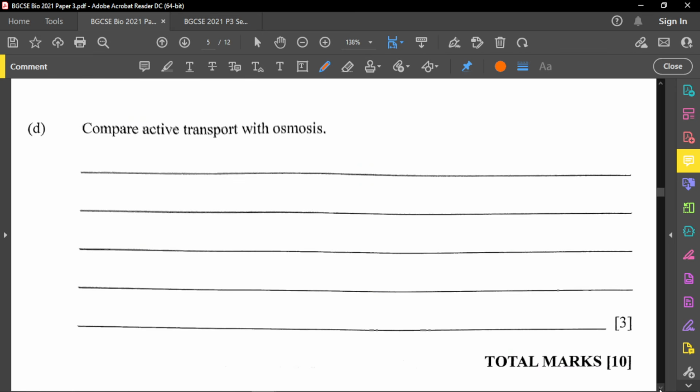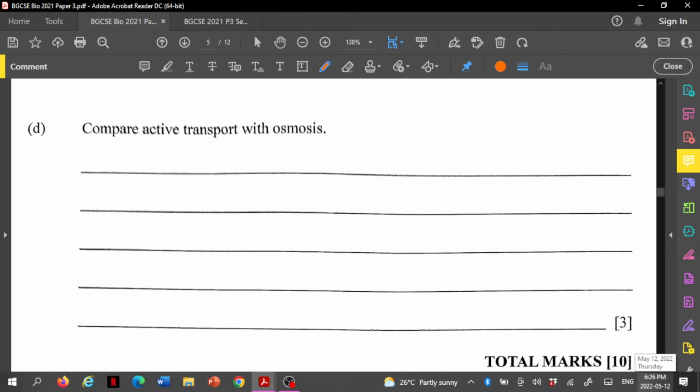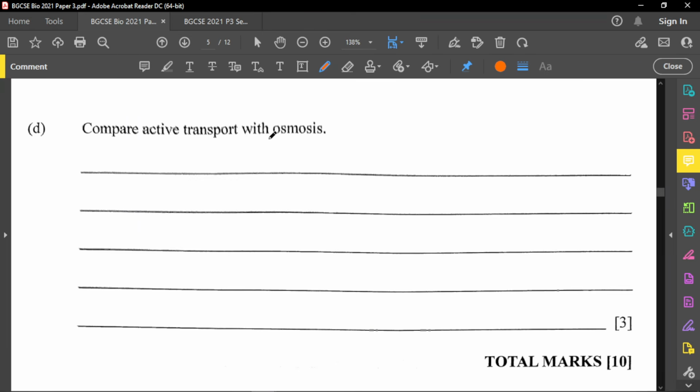Now for the last part of this question, it's compare active transport with osmosis. I guess they give you a clue that we were talking about active transport. My suggestion to you, doing a question like this, and this is always my advice, is to make your paper really simple to mark, make the markers' job easy. So what I'll do is put a line down the page like that.